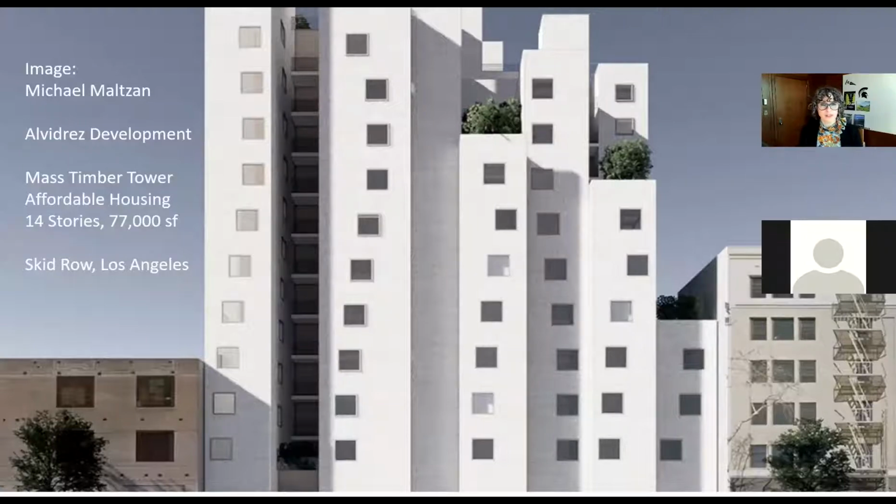Here is an example of just one affordable housing project that's in development in Los Angeles on Skid Row, which is, I'm sure, the highest concentration of people experiencing homelessness in a geographic area in the country. This mass timber tower, affordable housing development, 14 stories, 77,000 square feet, using cross-laminated timber and other mass timber materials for the structural system. And this is by Michael Maltzahn Architecture. So just one example that's starting to emerge.